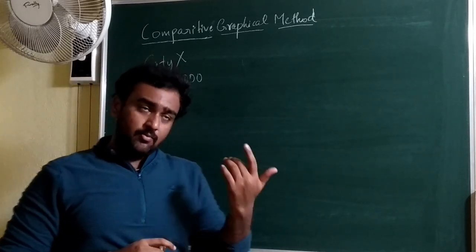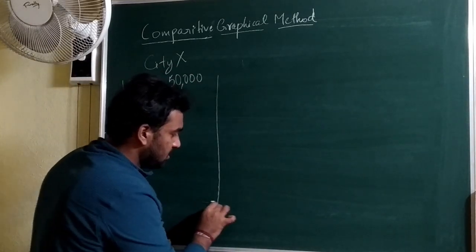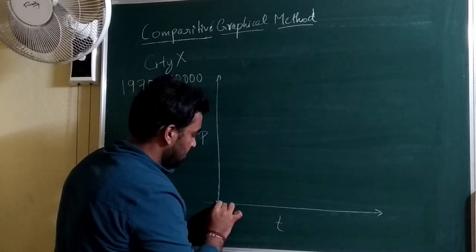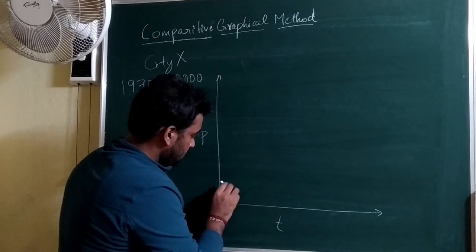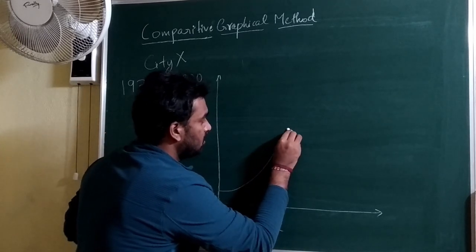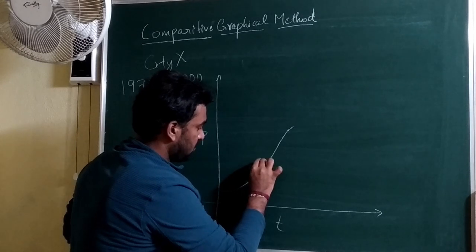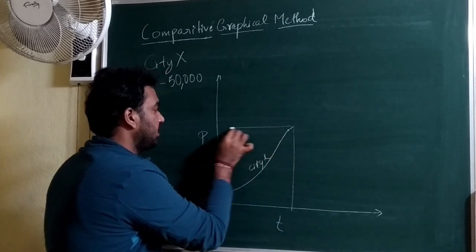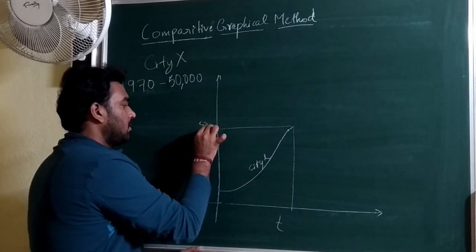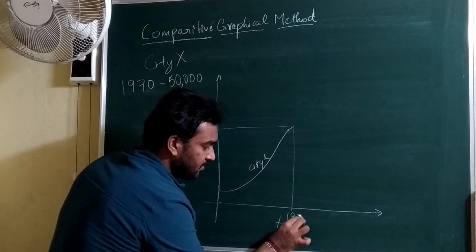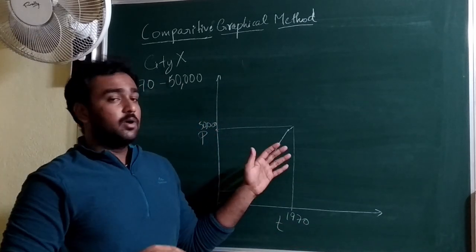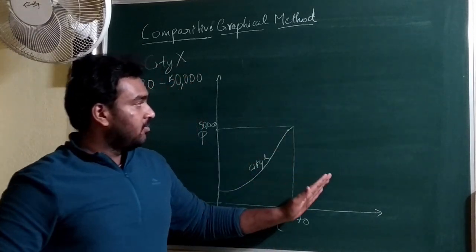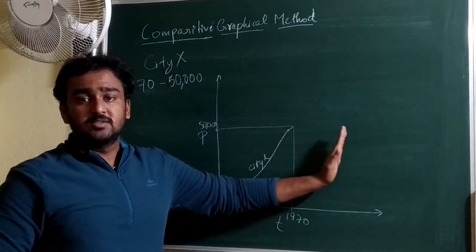What we do here is, first we plot a graph similar to the simple graphical method, population versus time in years. So this is for the city X population. It has reached 50,000 at 1970 itself. The very next step is, if it was the simple graphical method, we would have just extended this graph and identified the design population for some design period.